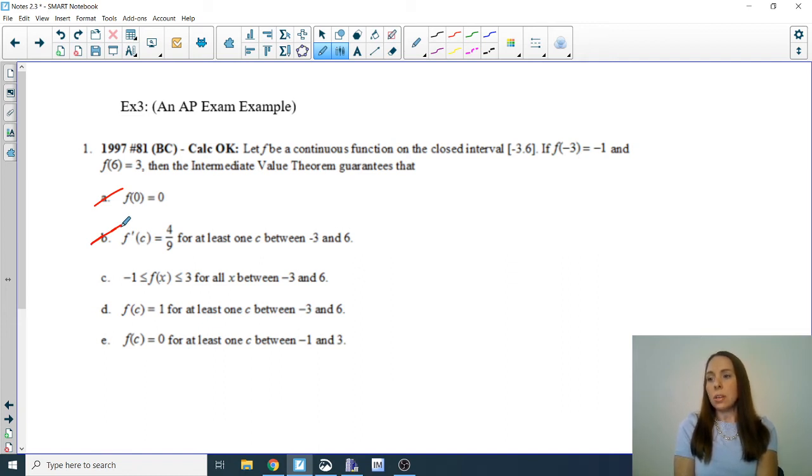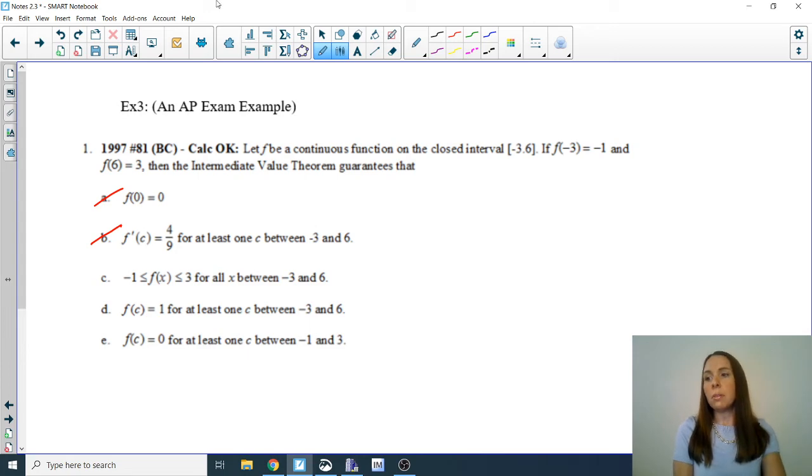That's actually looking at the mean value theorem. Okay, but we're not there yet. All right, let's take a look at C. -1 is less than or equal to f of x is less than or equal to 3 for all x between -3 and 6. This one is tempting, however, you need to be careful.